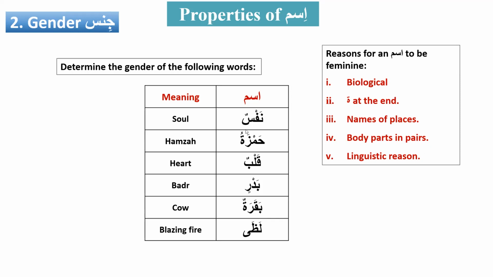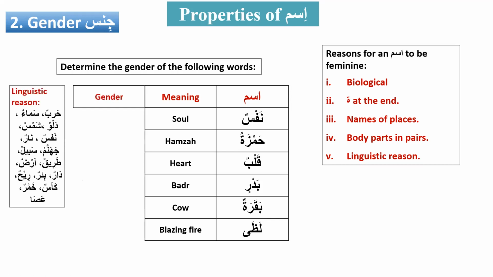Zainab, your word is nafsun. Nafsun means soul. You need to figure out what is the gender of this word. Could this be feminine because of biological reasons? No. Does it have a ta marbuta at the end? No, it does not. Is it a name of a place? No. Is it a body part in pair? No. And the linguistic reason, because there are many words, I copied them over here for you. Could this be feminine because of a linguistic reason? Yes, it would. So what is the gender then? Feminine. So nafsun is feminine. Good job. Thank you, Zainab.